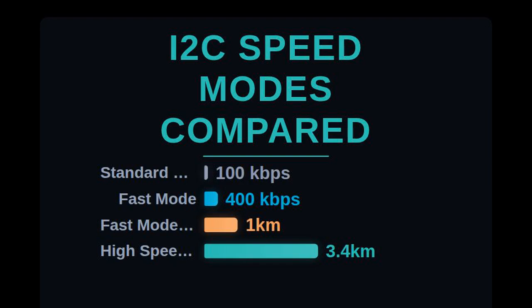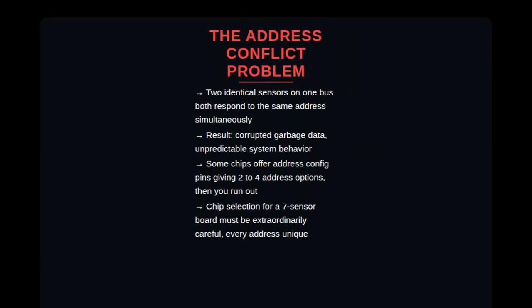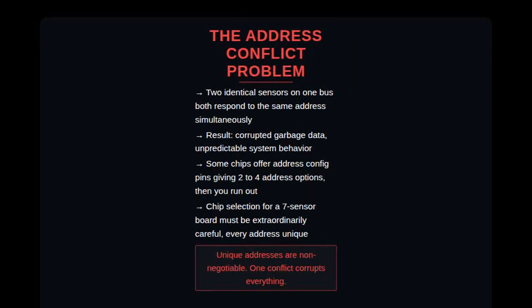Because I2C addresses are fixed in hardware, you can never have 2 identical devices on the same bus at the same time. If you put 2 identical temperature sensors on one I2C line, both will try to respond to the same address simultaneously, and you'll get corrupted garbage data. This is why choosing sensors with unique addresses is absolutely non-negotiable when you're designing a multi-sensor system.